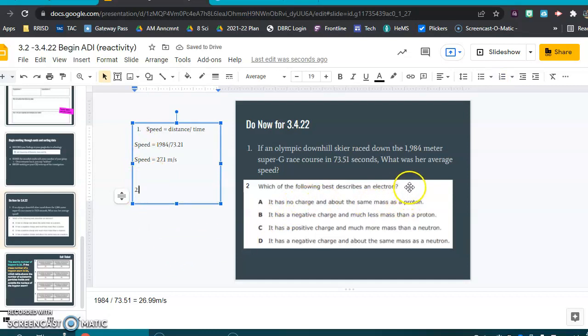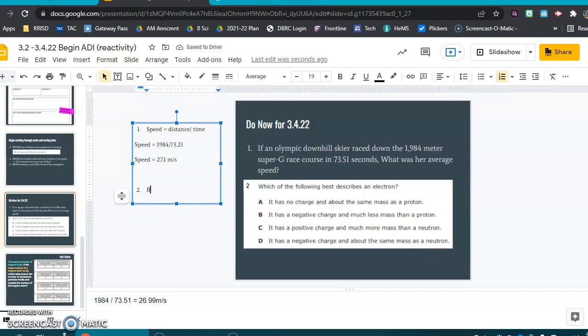Which best describes an electron? It has no charge. Wait, it does have a charge, so that's wrong. It has a negative charge, well, yes, and much less mass than a proton. Okay, a proton is 1 AMU, and this thing is barely 0, so that could be. C's wrong because it's not positive. It's negative and has about the same mass as a neutron. No, neutrons have more mass. So our answer here would be B.